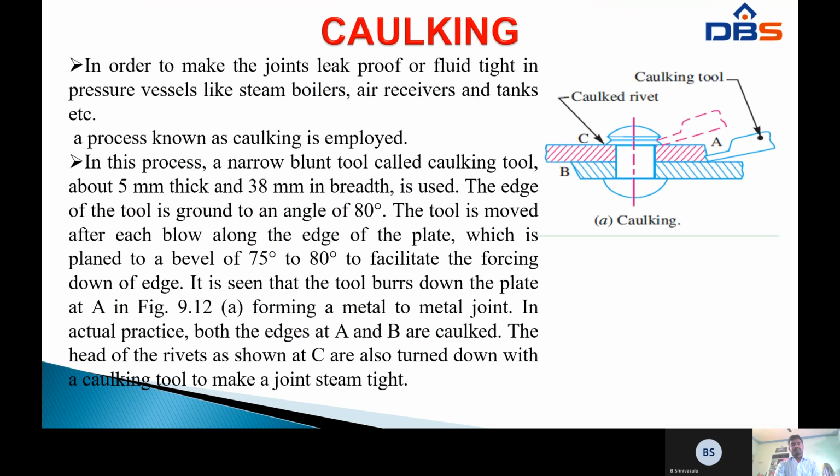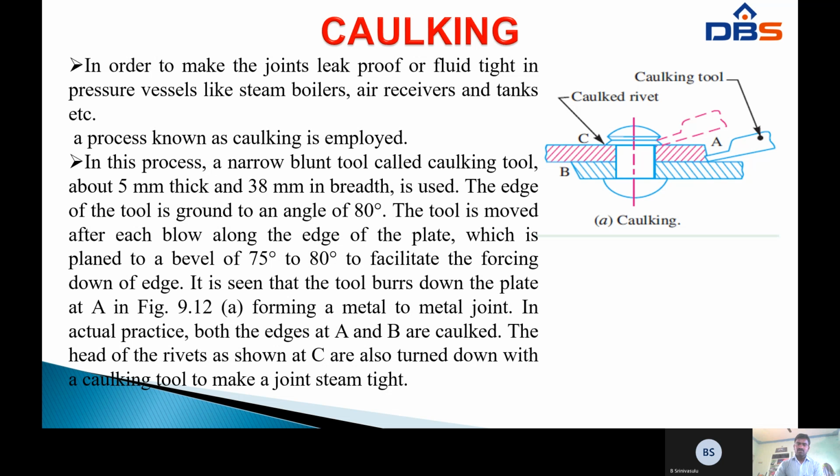Next, caulking. It is the most important topic for 2 marks. Caulking is done in order to make the joint leak-proof or fluid-tight in pressure vessels like steam boilers, air receivers, and tanks, etc. It is a caulking tool, a caulking rivet tool.